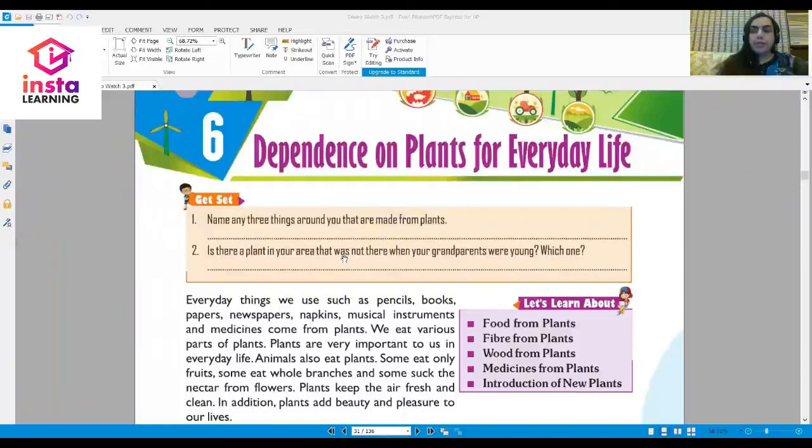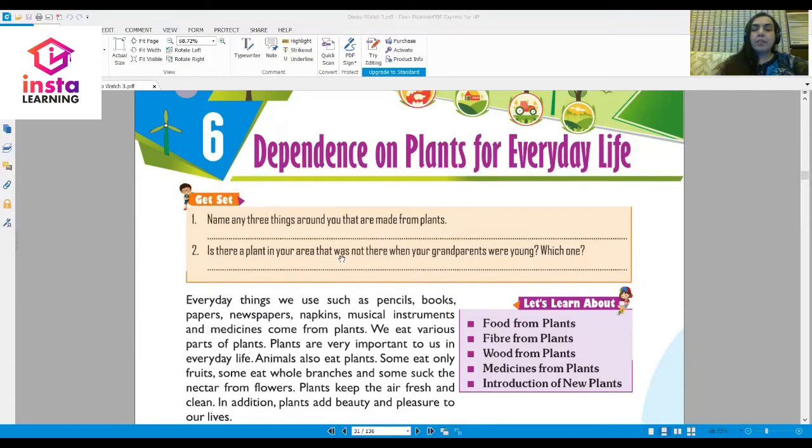Dependence on Plants is basically a chapter that tells us the many ways in which we use plants in our everyday life. Can you name any three things around you that are made from plants? I'll give you an example. A flower pot is made out of a plant, or maybe you have the eraser that you use, the rubber is made out of plants. Can you name anything else?